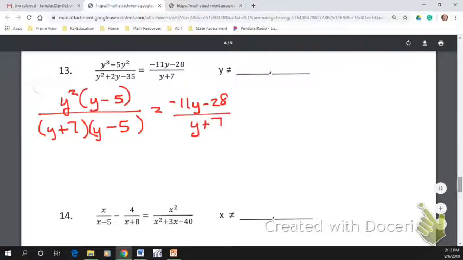Okay, so excluded values need to be done first. What will make any denominator come out to be 0? What will make my denominators come out to be 0? Oh, yeah. A negative 7 or a 5.